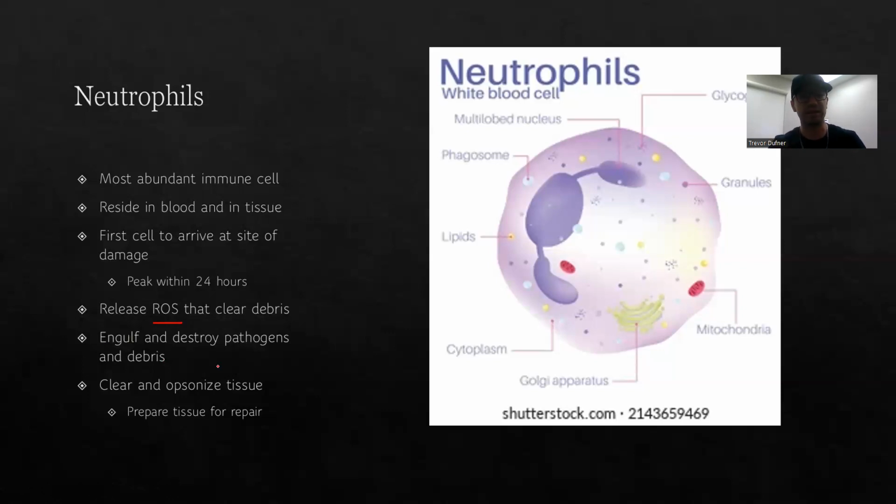As well as that, these neutrophils engulf and destroy pathogens and debris, and they clear and opsonize the tissue for repair. So again, you don't need to know the super specifics of what neutrophils do. This is just an overall understanding so you can get the overall picture of what's occurring here.